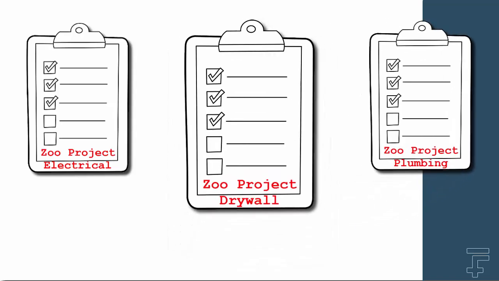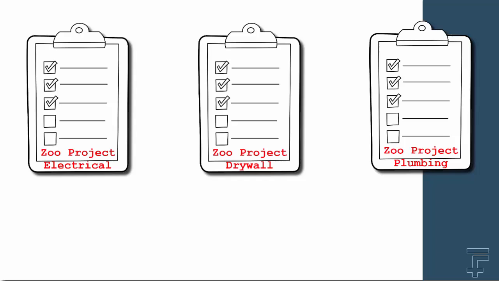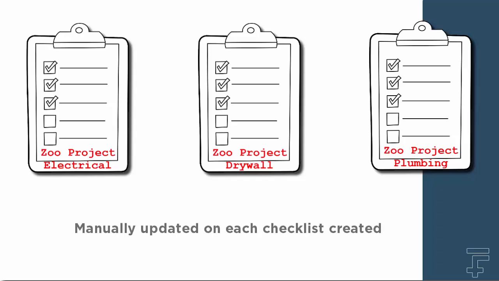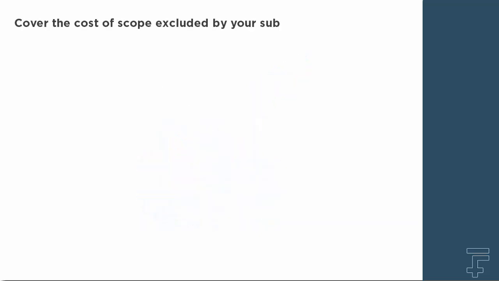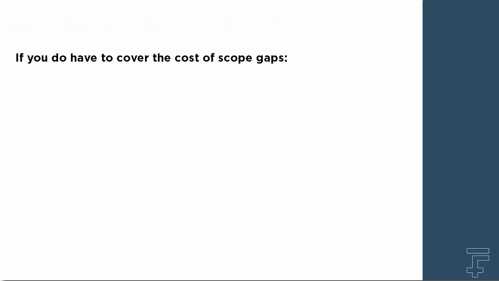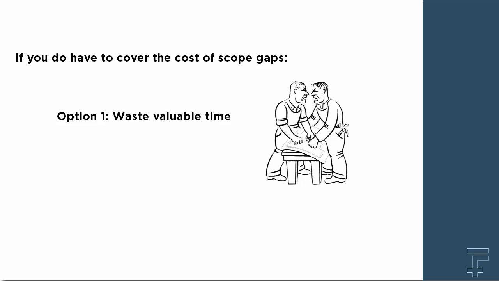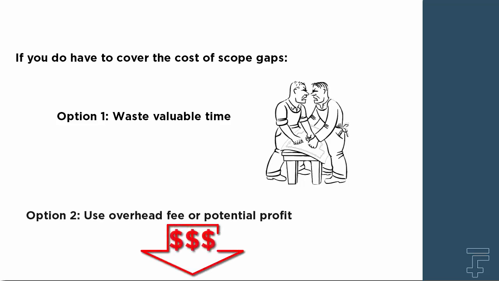If done the traditional way, each new contract document or change to the general project information has to be manually updated on each checklist created. After submitting a bid to the owner and being awarded the job, there is little you, as the general contractor, can do to cover the cost of scope excluded by the sub. If you do have to cover the cost of scope gaps, you can waste valuable time getting overly aggressive buying out other subcontractors, which can cause conflict throughout the project. Or you could pay the subcontractor for the missed scope by using your overhead fees or potential profit.